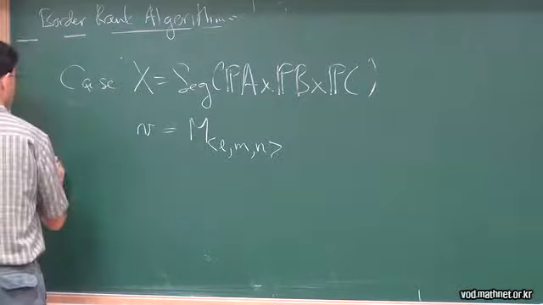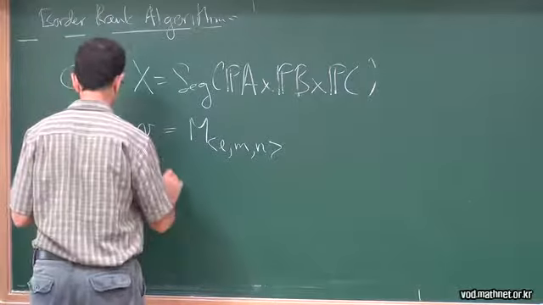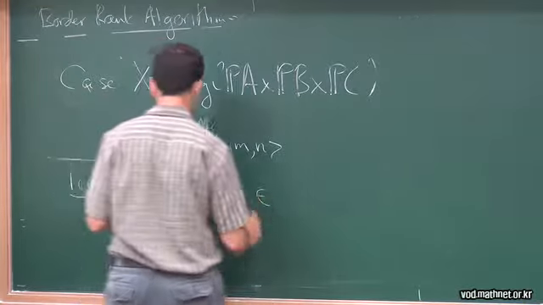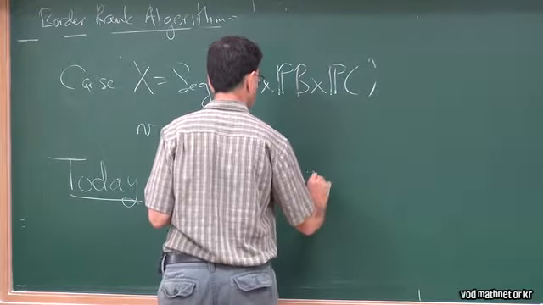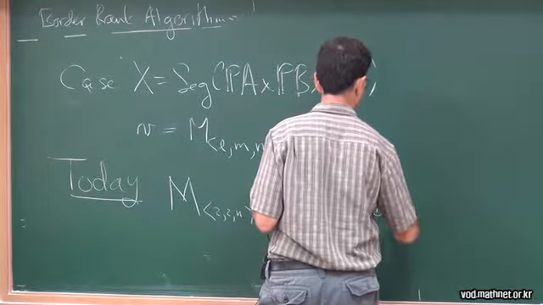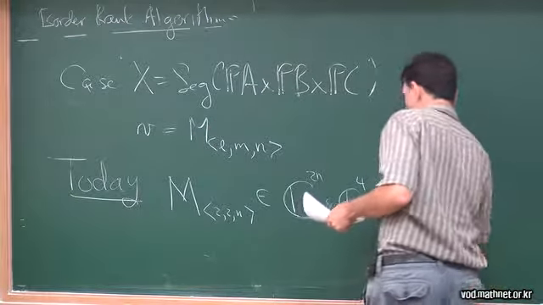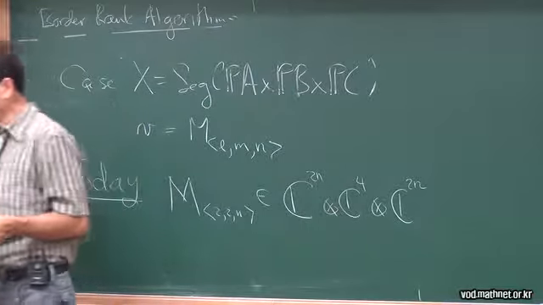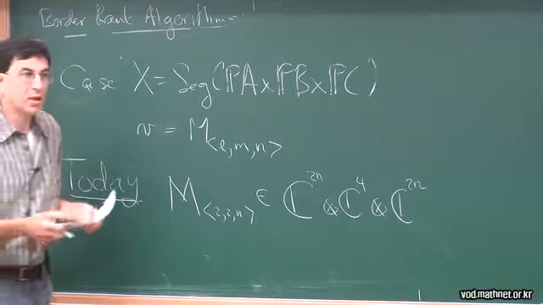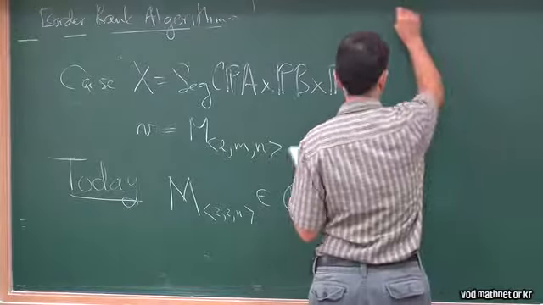And in fact, today, since we only have a small amount of time, I'm going to focus on M2 to N. So this is inside C2N tensor C4 tensor C2N. So part of the problem is we don't know usually where to look. We don't know what's the correct value of R.